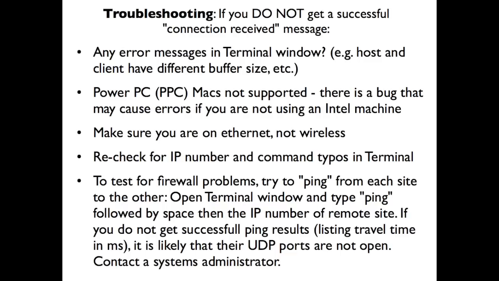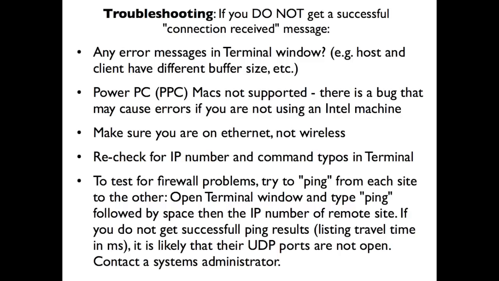The first thing is to know whether or not you get a successful connection received message. If you don't, it'll probably say waiting for peer. But there may be some other error messages in the terminal window. If it comes back and tells you that the host and client have different sample rate or buffer sizes, obviously that was the problem. Power PCs may not be supported. There's a bug that can cause errors, and it actually comes back with a strange set of numbers telling you that the sample rate is off, but that would probably mean your processor type is not supported. Also, double check to make sure that you're on Ethernet, not wireless, and recheck your IP numbers and for typos in terminal.